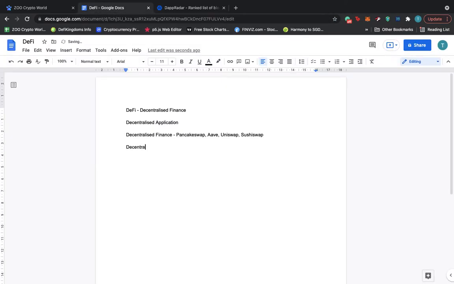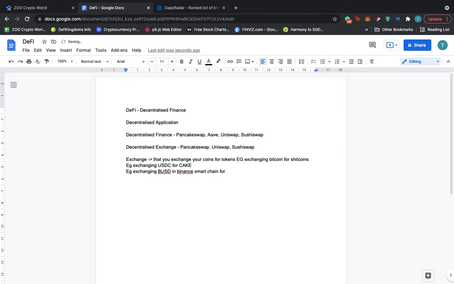So decentralized exchange is actually also the same. SushiSwap, PancakeSwap, Uniswap. What's the difference? Exchange means that you exchange your coins for tokens, e.g. exchanging Bitcoin for shitcoins, right? E.g. exchanging USDC for Kick. More examples: Binance USD in Binance Smart Chain for keys, right? So I'm coming back to Zoo crypto world.